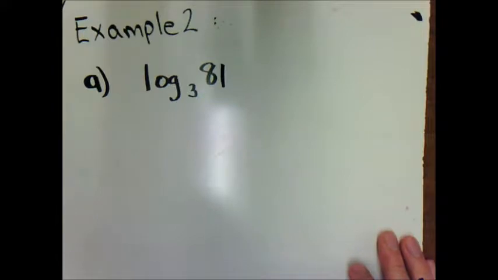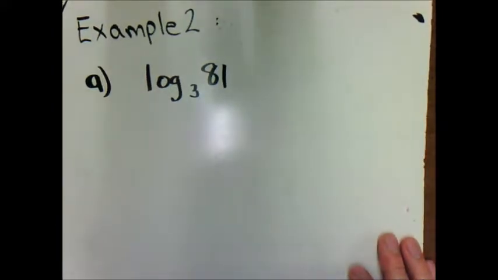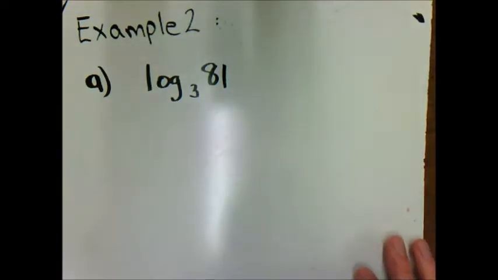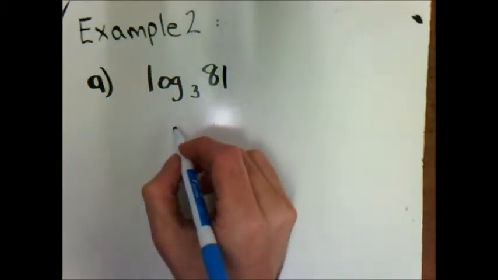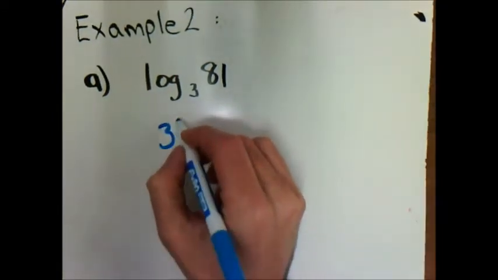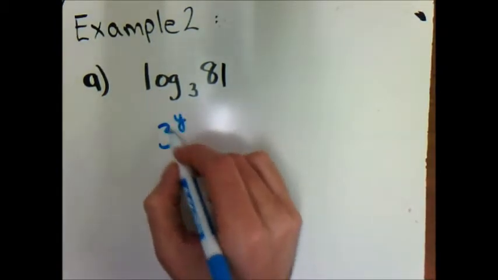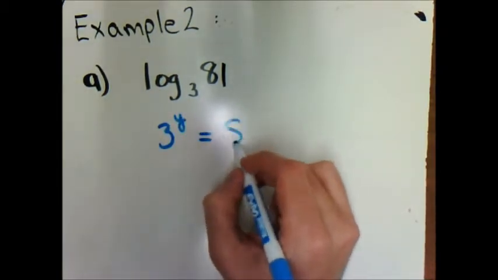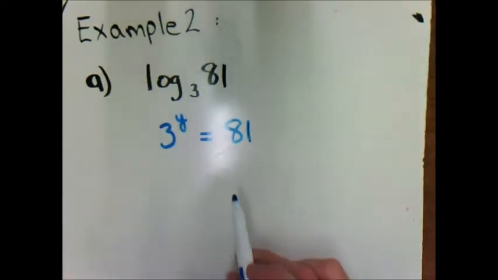Example 2a is the log of 81 to the base 3. And we're asked to evaluate this. What we need to remember is that the logarithm is the exponent to which you must raise a base to produce a given value. So what we're really finding out here is we have this base 3, and we want to know what exponent we need to raise this to in order to get the value 81.